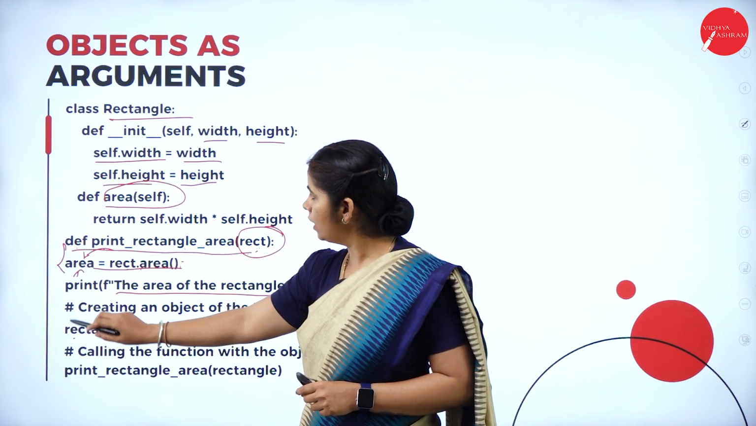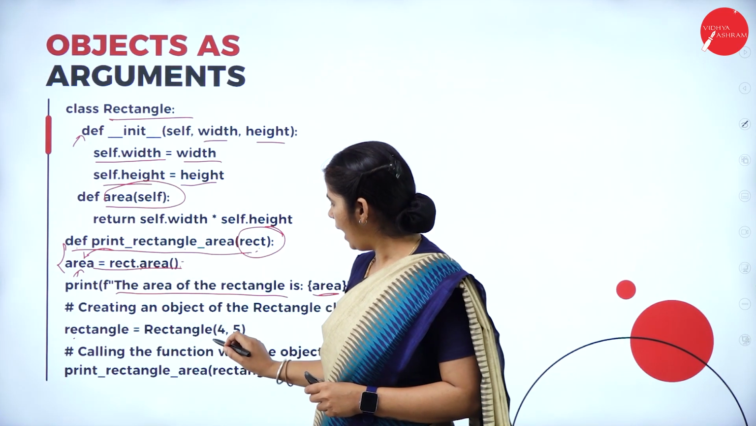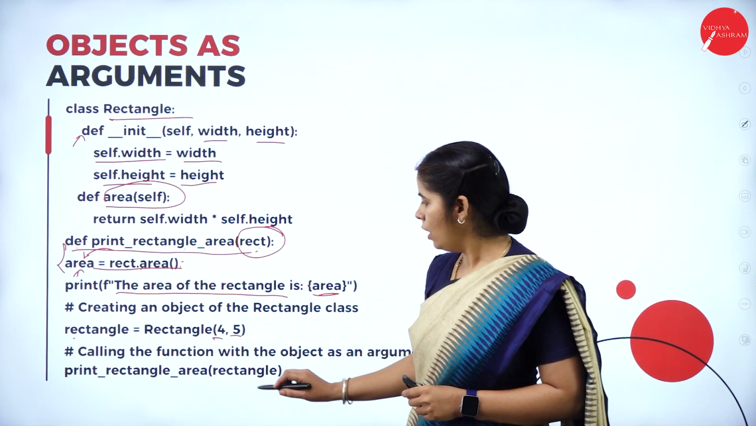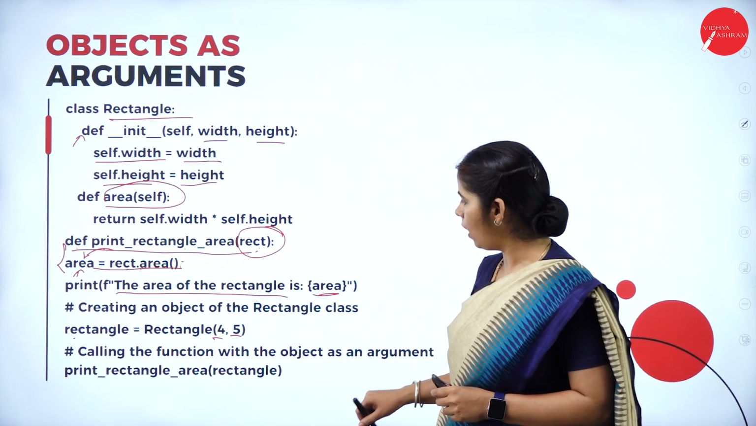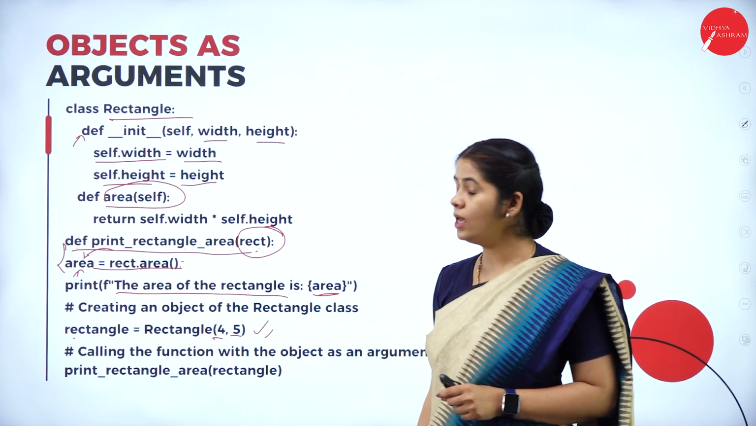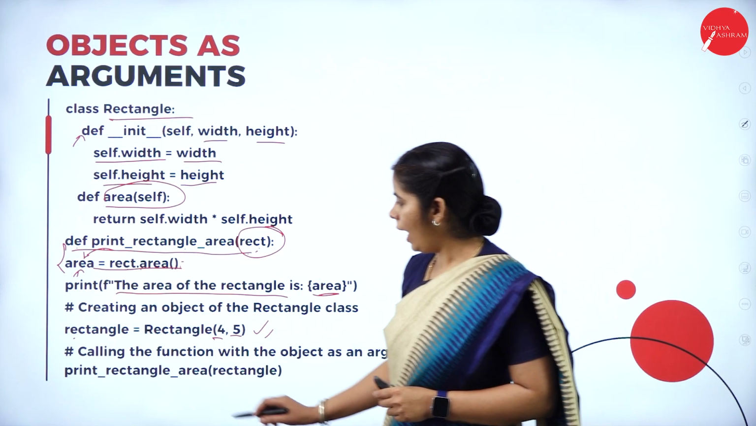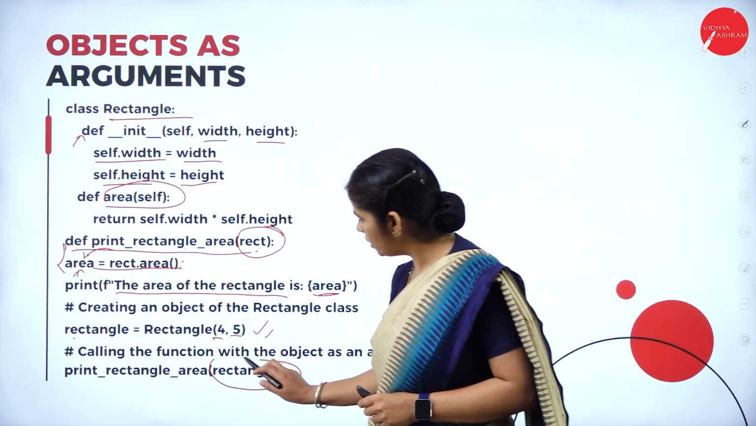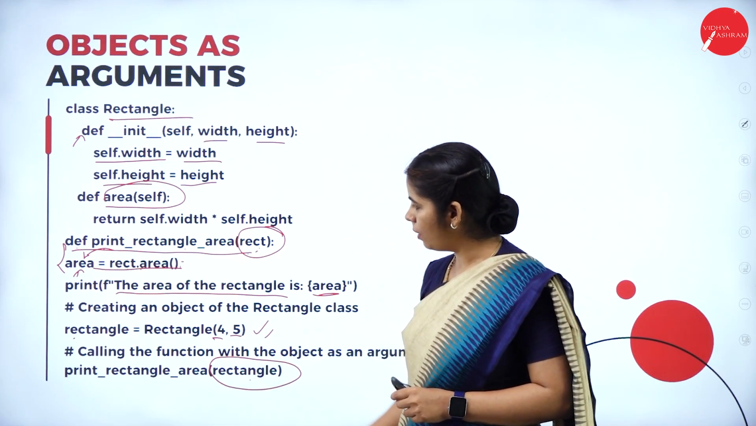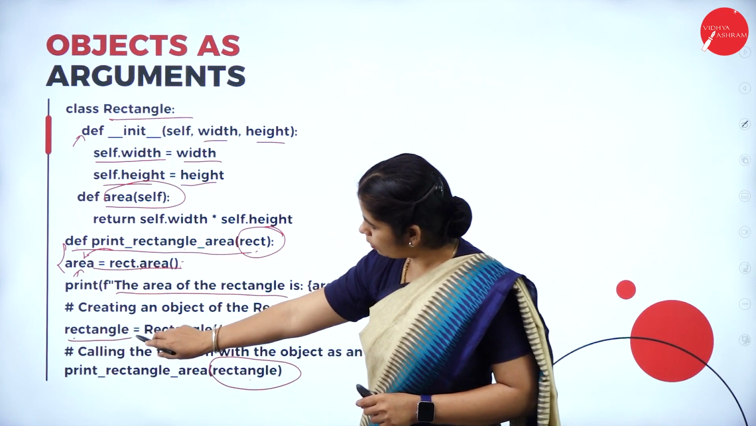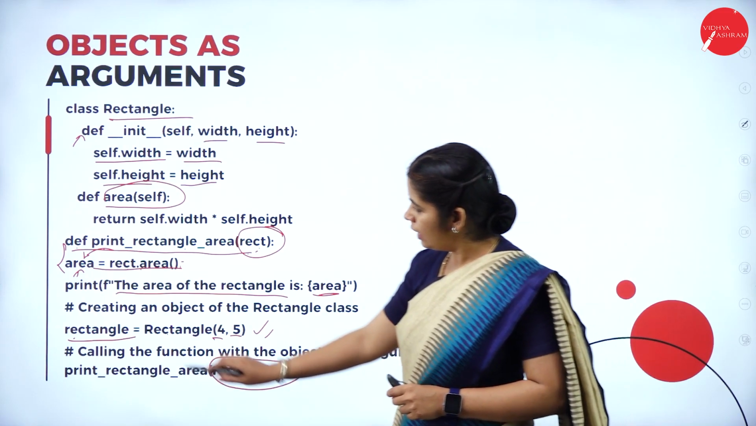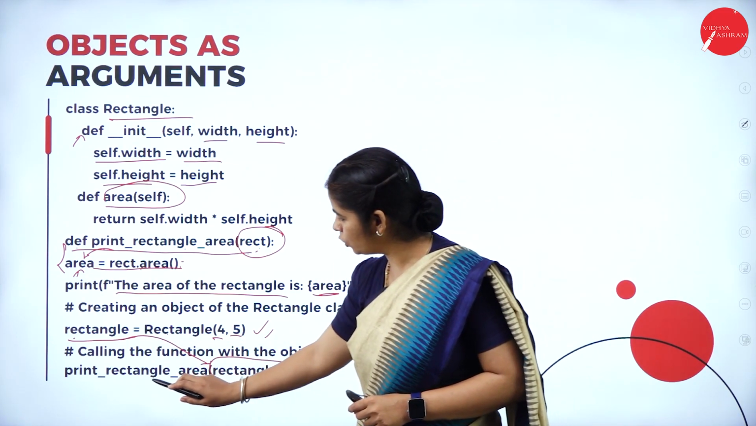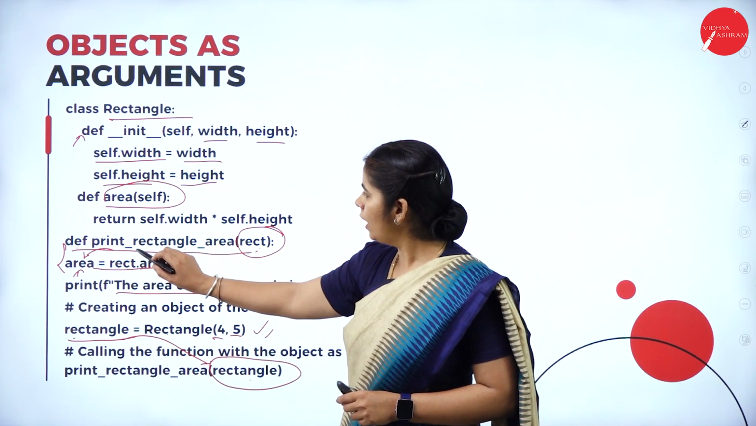Creating the object of the Rectangle class: while creating the object, it will call the init function and pass the parameter values 4 and 5. Then we call the function with the object as an argument. This is the regular way we call a function. Here we have created one object of the Rectangle class, and this object is passed as a parameter to the function print_rectangle_area.